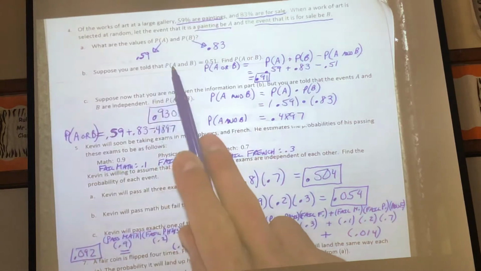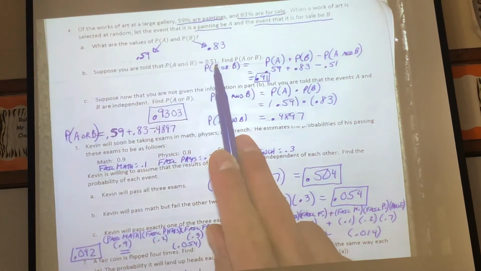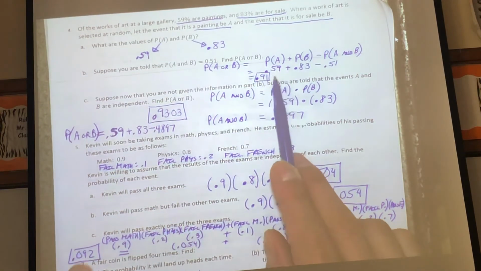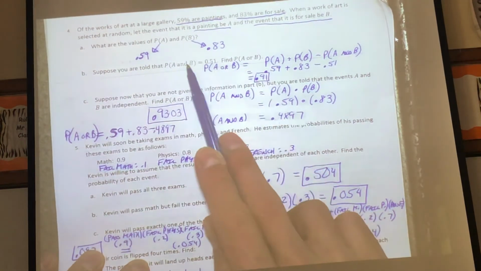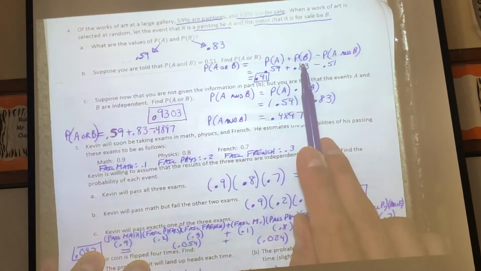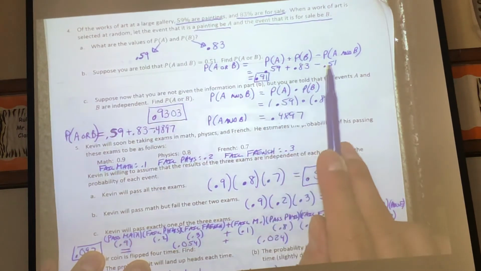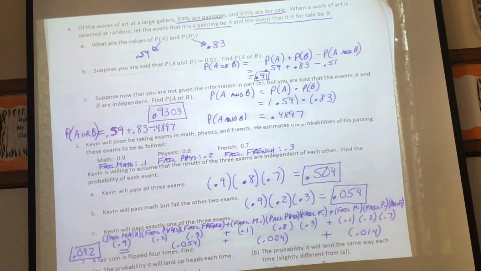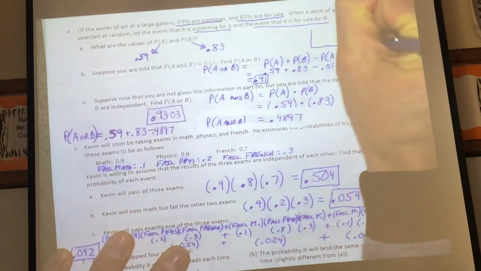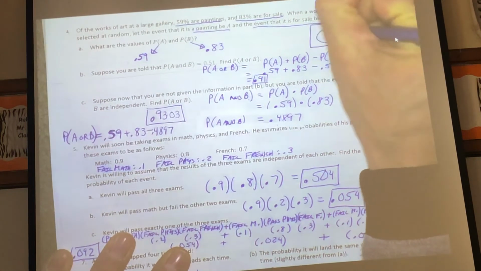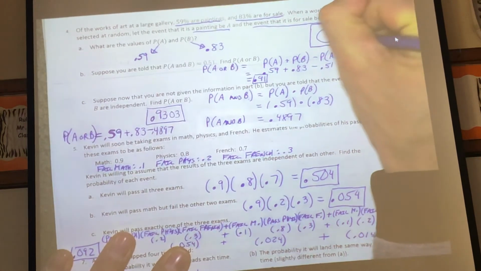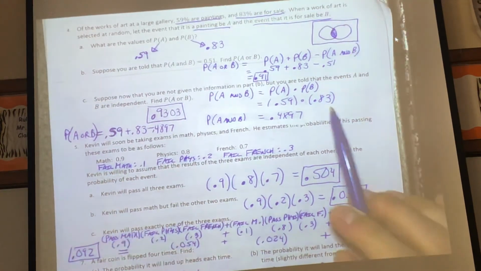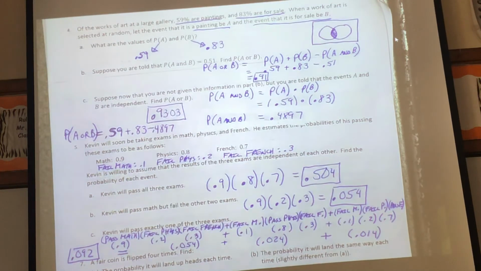Suppose you are told that probability of A and B is 0.51. Find A or B. Well, we know that the probability of A is 0.59. We know that the probability of B is 0.83. The reason why we're subtracting, once again, is because this is the overlap. This is what would be, if I had a Venn diagram, the intersection right here. That's what we're subtracting so we don't double count. So when we do that, we should get an answer of 0.91.